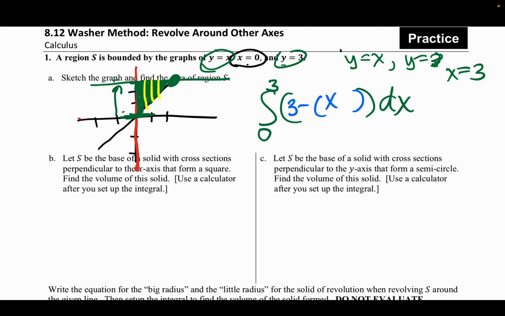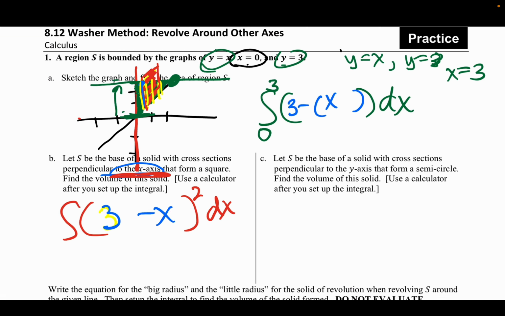All right, now we've got cross sections perpendicular to the x-axis that form squares. So we have these squares coming out toward us. We're not revolving, these are just cross sections. So I'm happy about that. I've just got to do squares. And perpendicular to the x-axis is going to be top minus bottom, top minus bottom, top minus bottom. So again, that is 3 minus x squared, and we're going from 0 to 3. And again, you should be able to work that one out.